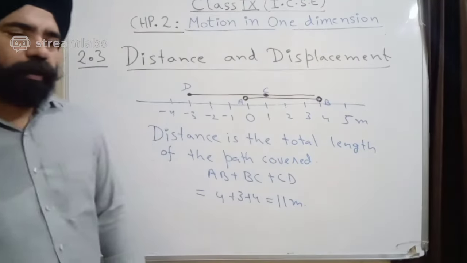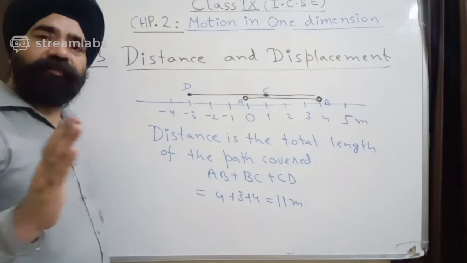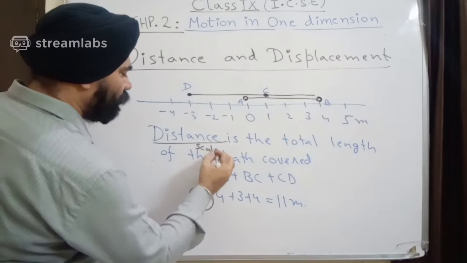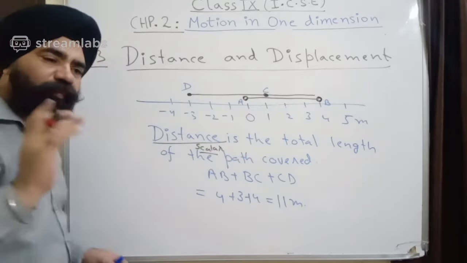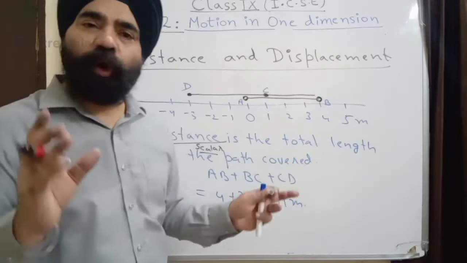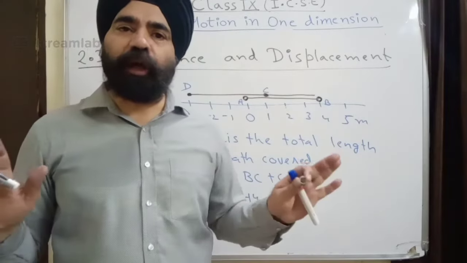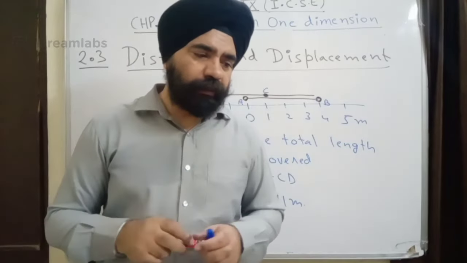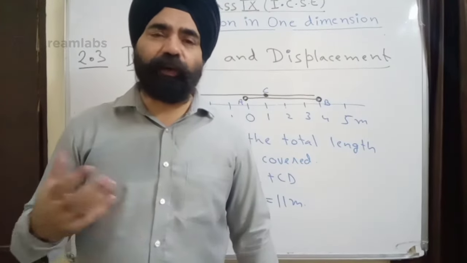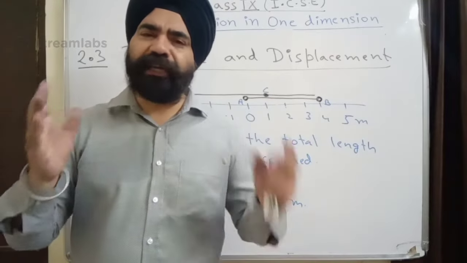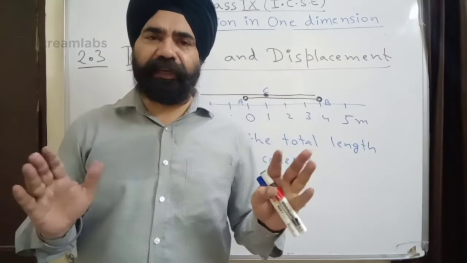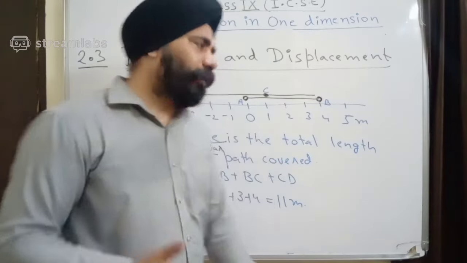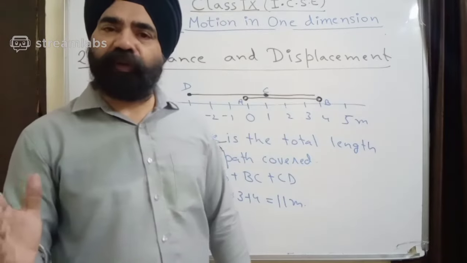So now you must have understood. We said that distance is scalar, which means the plus or minus sign does not have any meaning over here. I don't need direction for scalar quantities. I'm only interested in the magnitude, not in the direction. So distance is a scalar quantity, and the minus sign has no meaning for me.